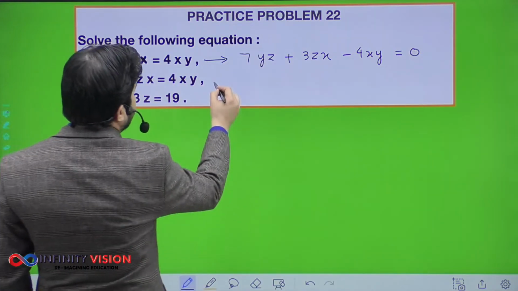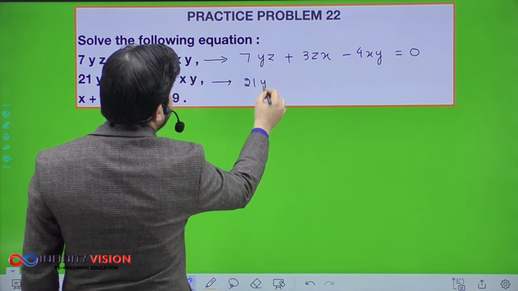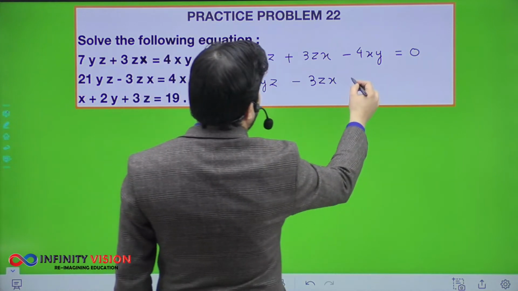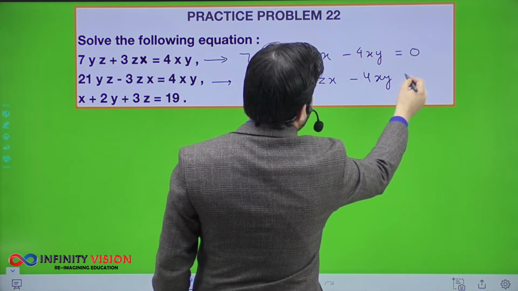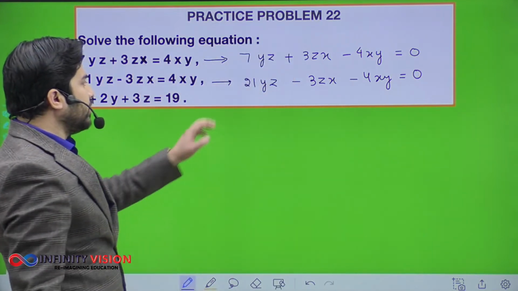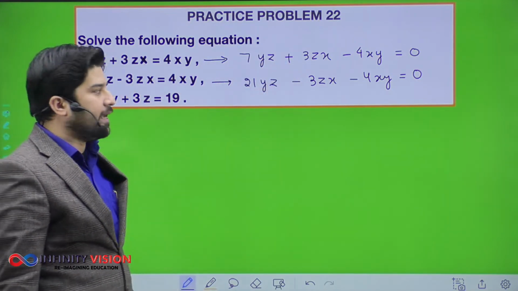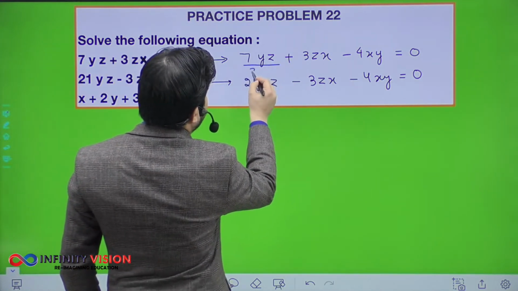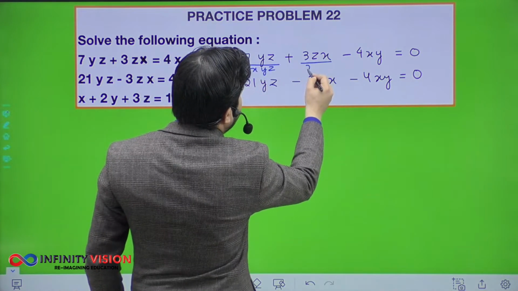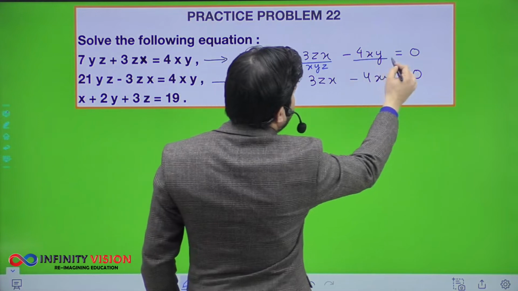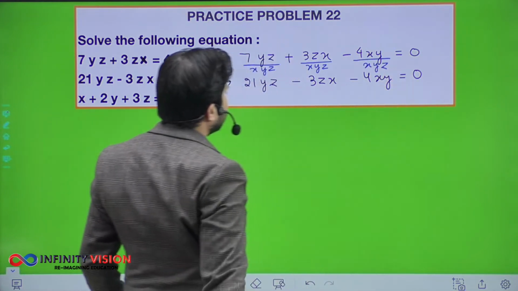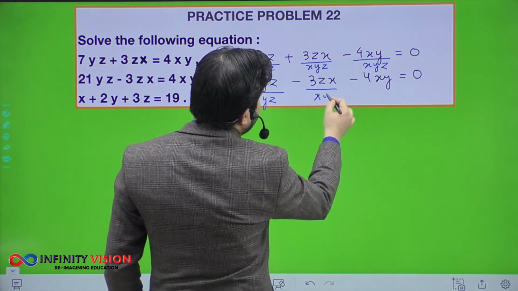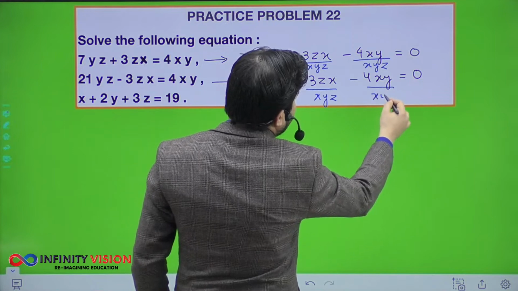And my second equation would be 21yz minus 3zx minus 4xy equals to 0. Now, if I divide both the equations by xyz, each term would be divided by xyz. Why did I divide it?